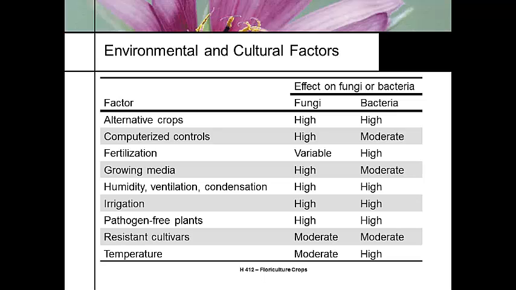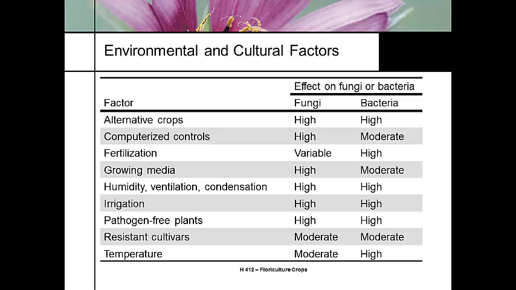Computerized controls, we can use those. It has a high degree of efficacy of controlling fungal infestations because we can change our environment. Bacteria, not so much. Fertility, we can control our bacterial infections quite well by monitoring our fertility practices and not growing our plants to be excessively soft. Growing media has a high potential of control of fungi, especially our soil-borne, by using products such as Trichoderma, an organism that we can colonize our root system with to prevent fungal infestations, or we can pasteurize it. Of course, by controlling our humidity, ventilation, and condensation, we have a high efficacy on controlling diseases.